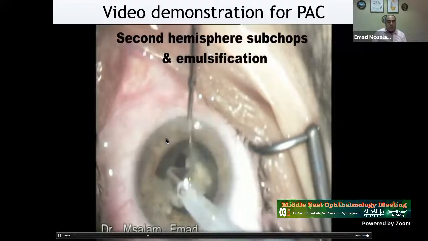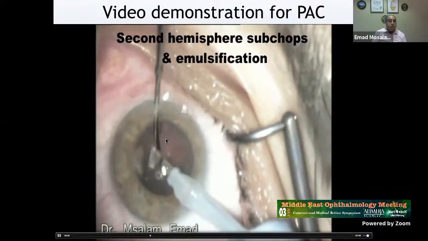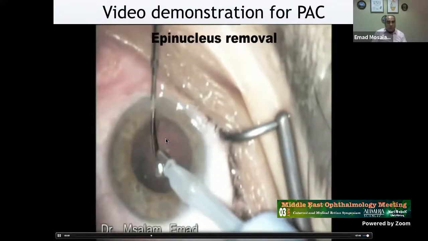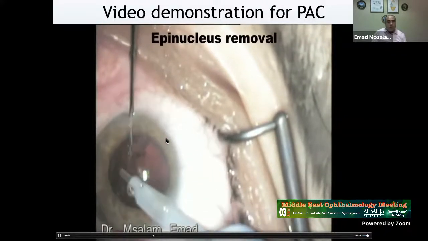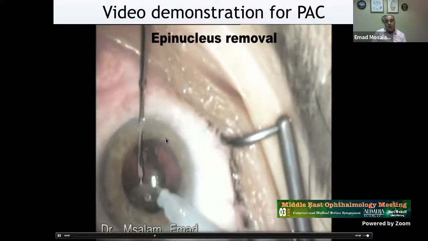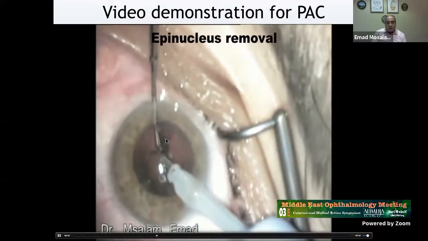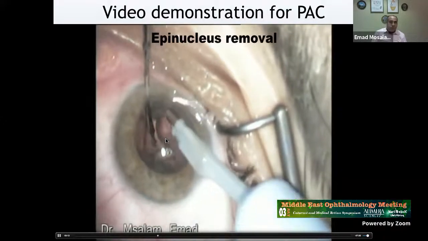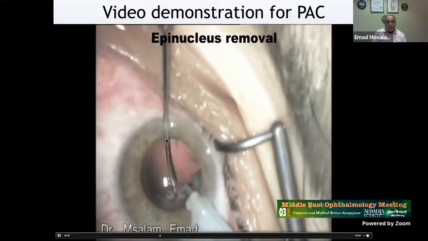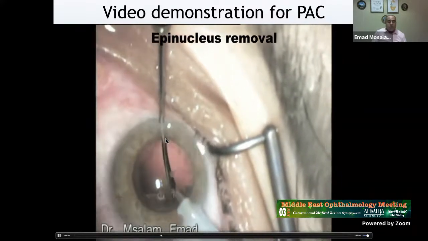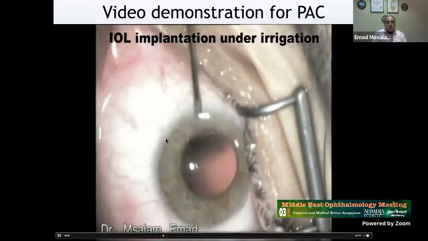And as you see, here we are saving the posterior epinucleus and cortex. As you see, we have a bad reflex here. And as you see how we are removing the epinucleus, with the spatula all the time between the phacotip and posterior capsule as protection. This is not a sharp spatula, and as you see, we are removing without any damage to the capsule.